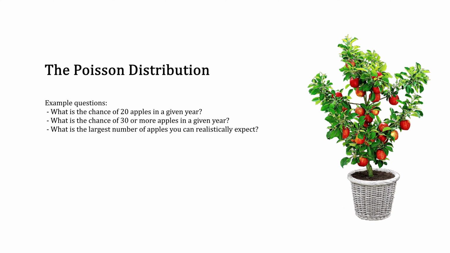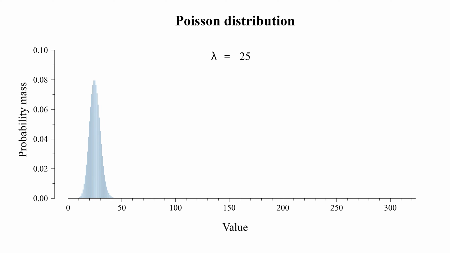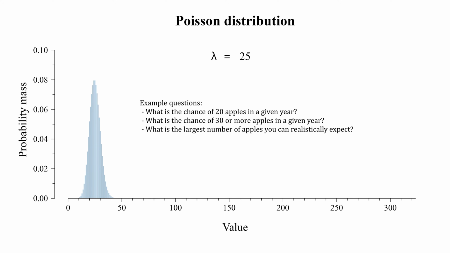All we need for this is the expected number of apples. In the absence of other data, and since there are 25 apples in the tree this year, let's set the expected number to 25. Here's what that looks like. As an exercise, try to answer these 3 questions just by looking at the graph. You don't have to do it precisely.